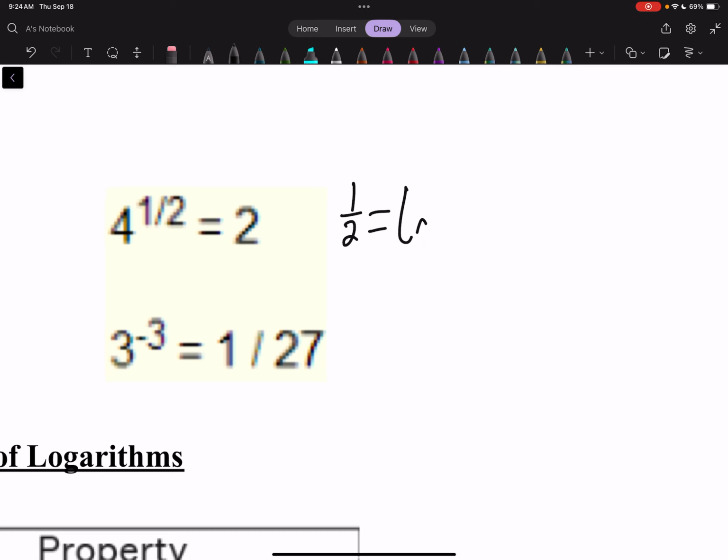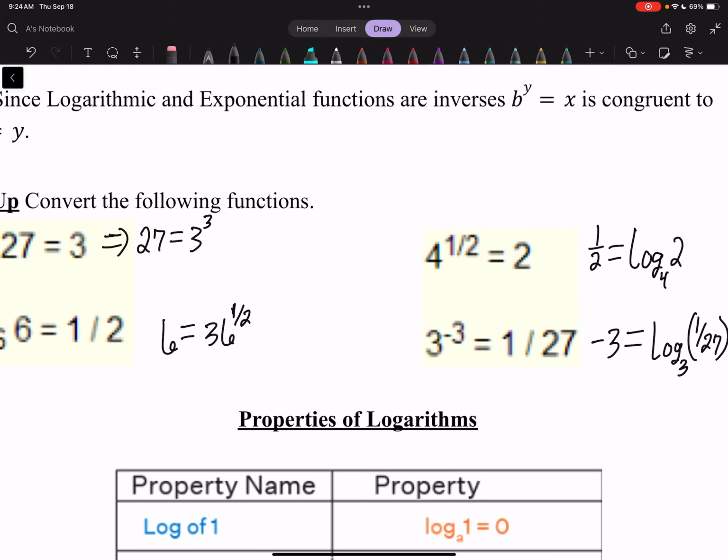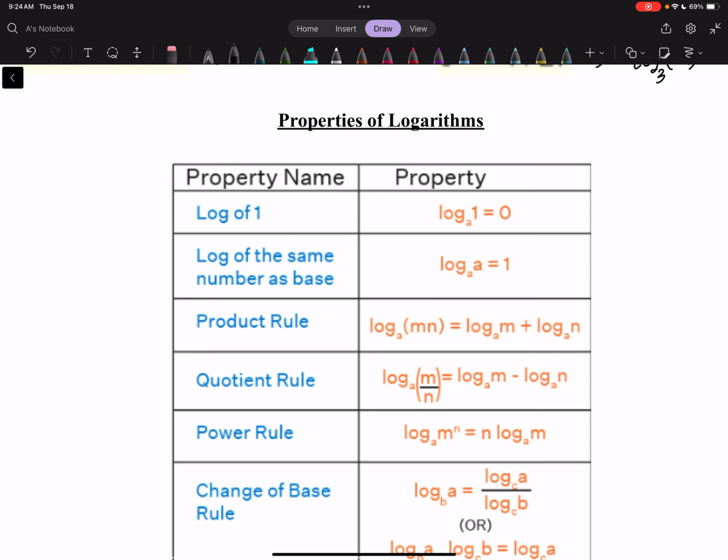1/2 is equal to log base 4 of 2. And then lastly, -3 is equal to log base 3 of 1 over 27. Okay. There's your warm-up finished. Let's move on to properties of logarithms.